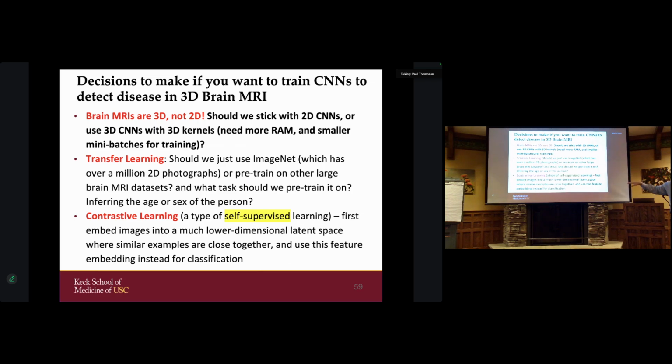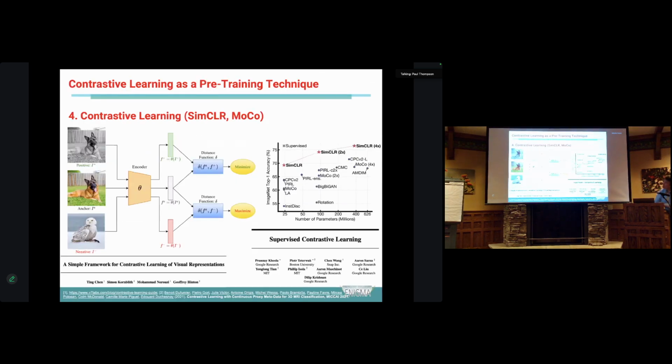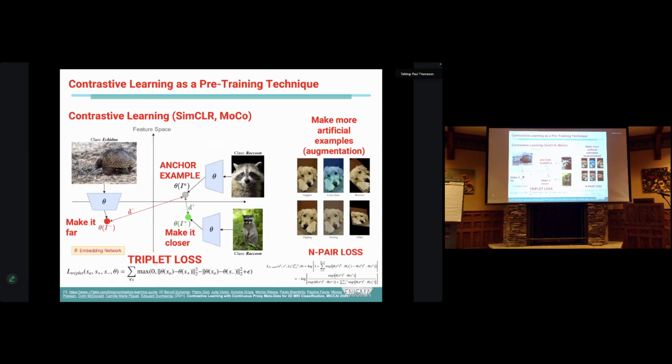And then there's another approach, contrastive learning, which is a self or semi-supervised learning technique. You first embed the images into a much lower dimensional latent space, where similar examples are close together, and use this feature embedding for the downstream classification. So just to talk about that, a lot of the best CNNs have been pre-trained using self or semi-supervised learning. This is the original paper on SimCLR. But what you do kind of makes sense.